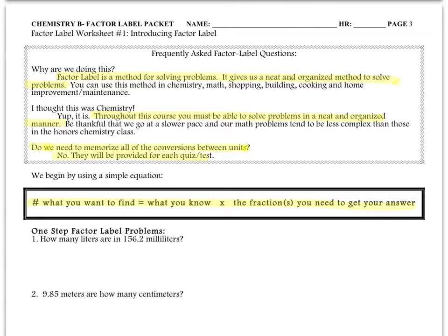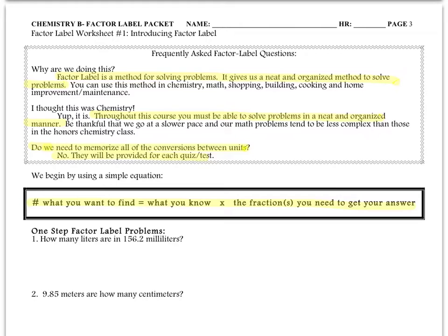Alright, this is worksheet 1 of our factor label packet. A little forewarning here. As we get going, some of you are going to start wondering if this is really chemistry. And the truth is, it's not. Factor label is a problem-solving technique that you are expected to learn in this packet so that you can apply it to the next 3 packets where we get back to chemistry.